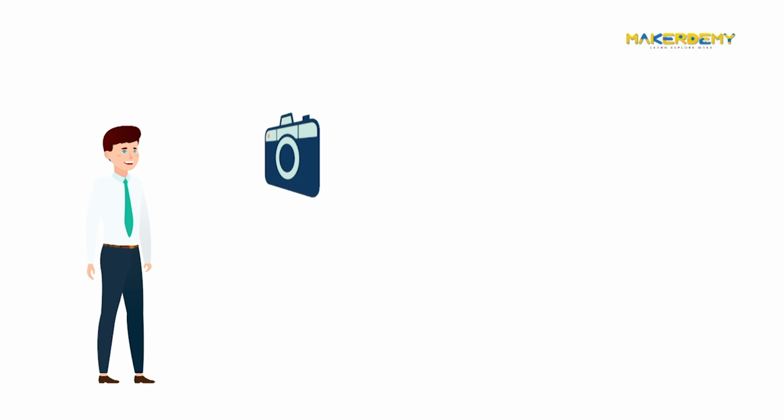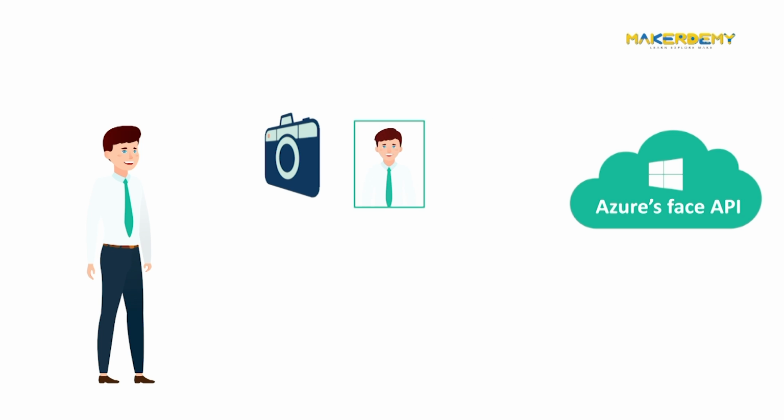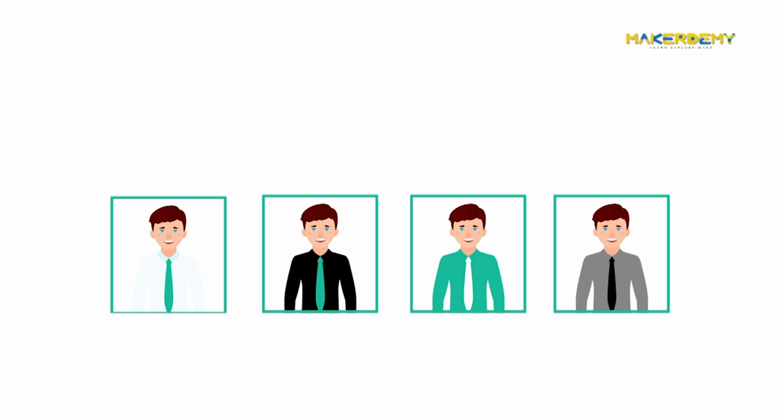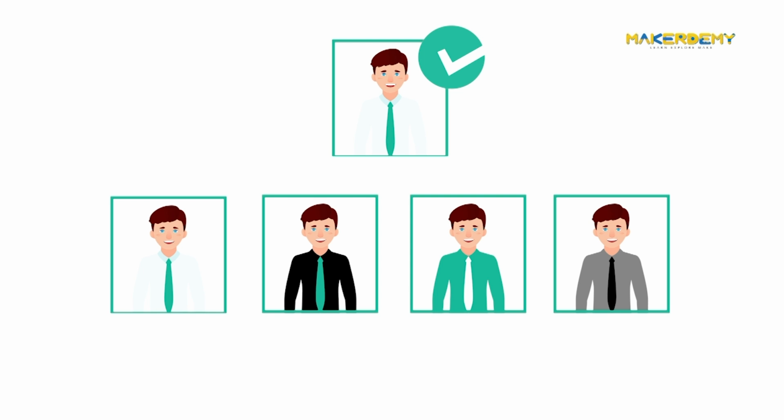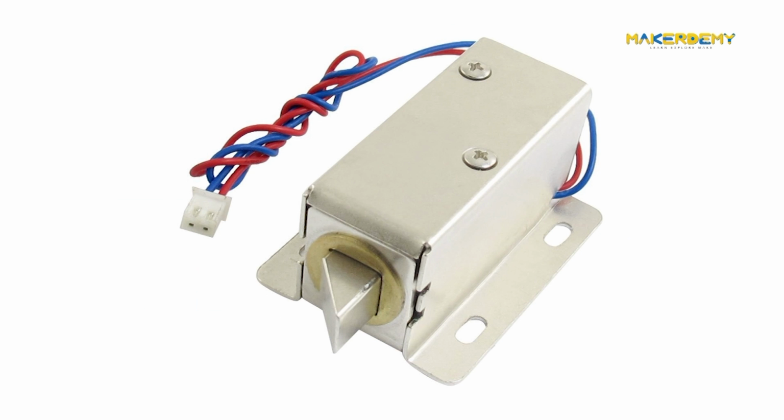We will use a camera to take the employee's image and send it to Azure's Face API. This image will be compared with the previously trained model of the employee photos in the database. So, if the person wanting to enter the office is a registered employee, we can control a servo or solenoid lock to open the door.